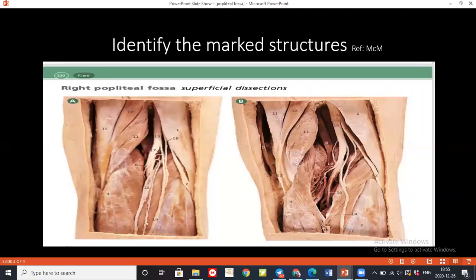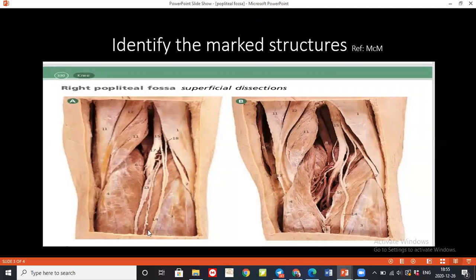Would anyone else want to tell her? 8 is popliteal artery. You were sure about that. You had this correct, because 8 is a deep one, popliteal artery. Yes, and then 2 was common peroneal nerve. 1 is biceps femoris. 3 is gastrocnemius.